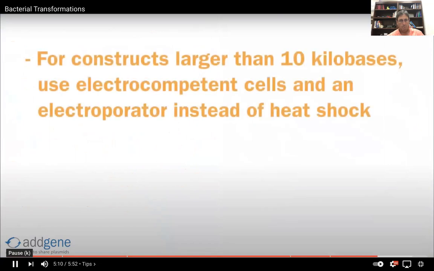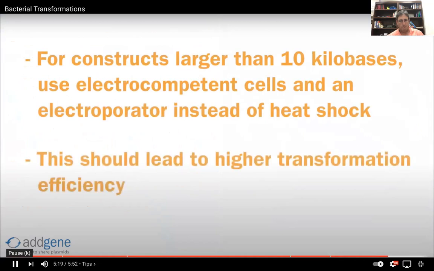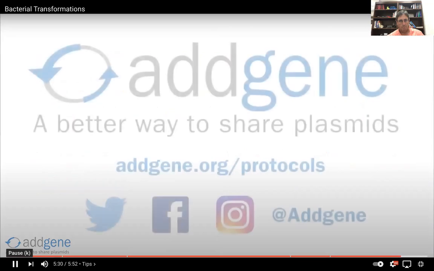If your construct is larger than 10 kilobases, it is a good idea to use electrocompetent cells and an electroporator instead of heat shock. Unlike chemical transformation, which relies on heat shock to cause the cells to take up DNA, electroporation uses an electric field to induce membrane permeability and often leads to higher transformation efficiency.